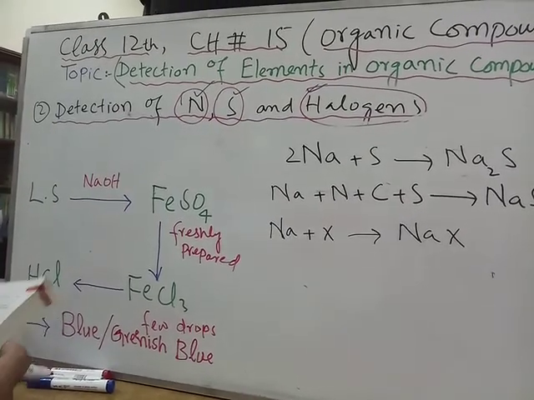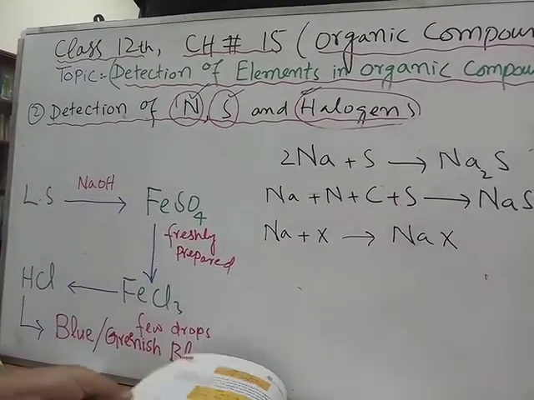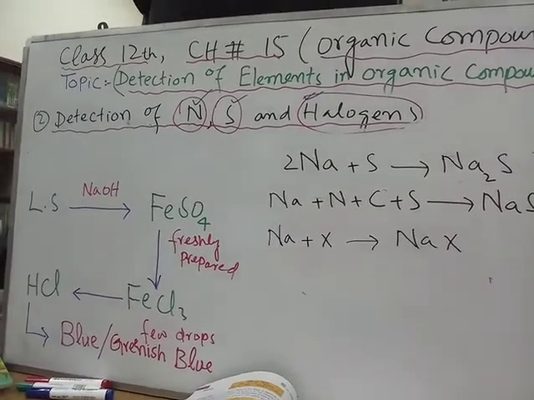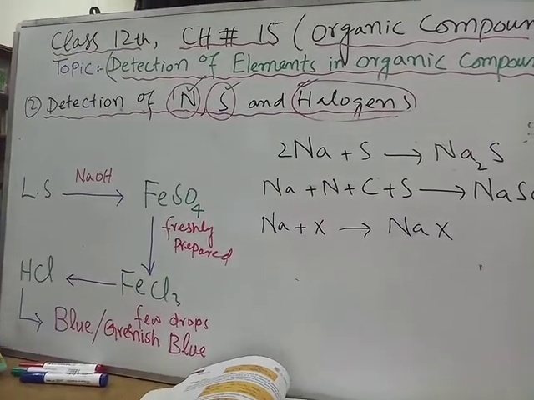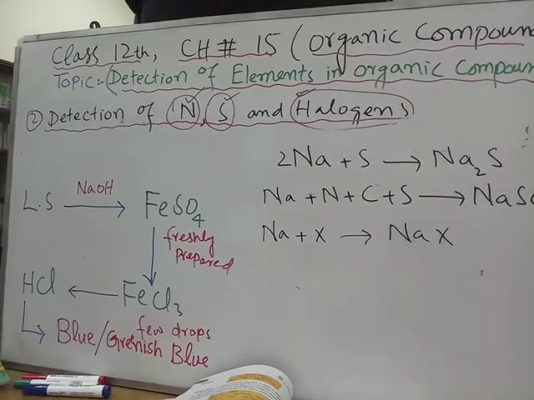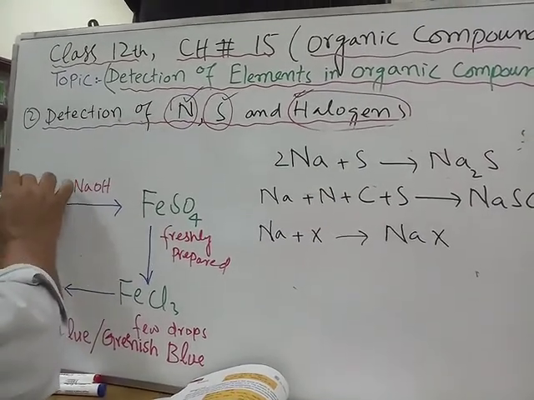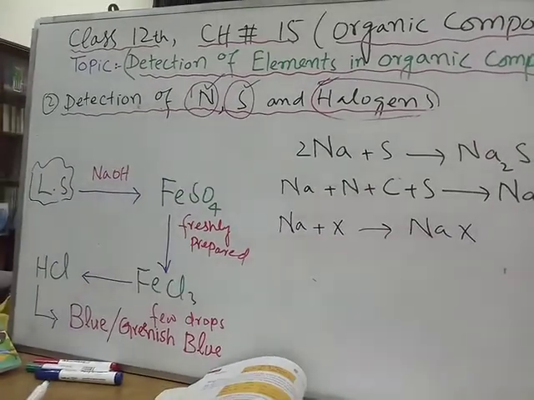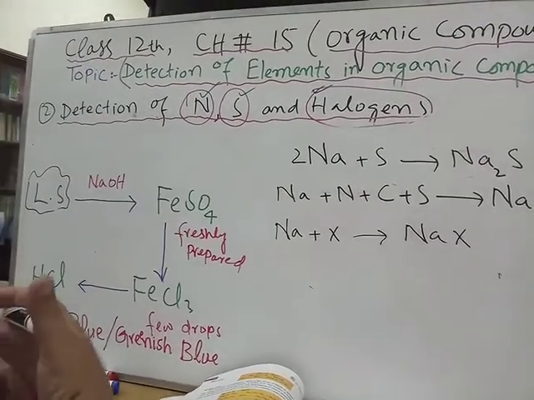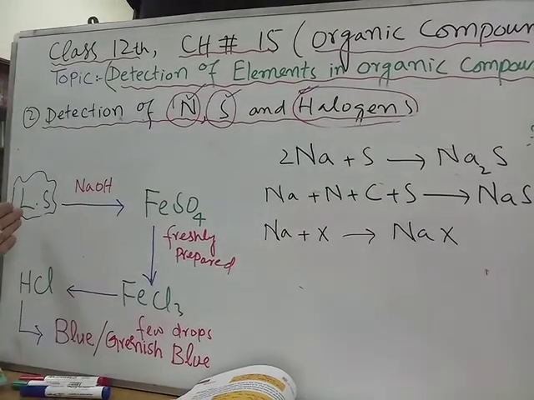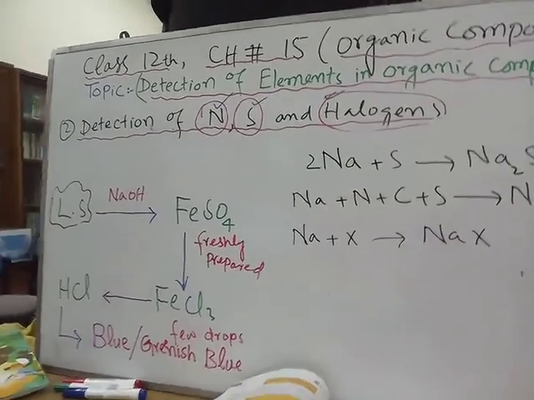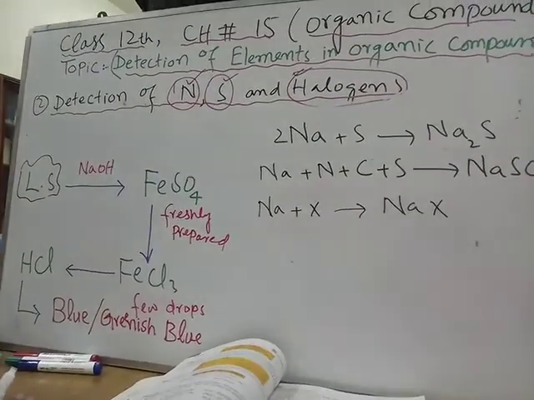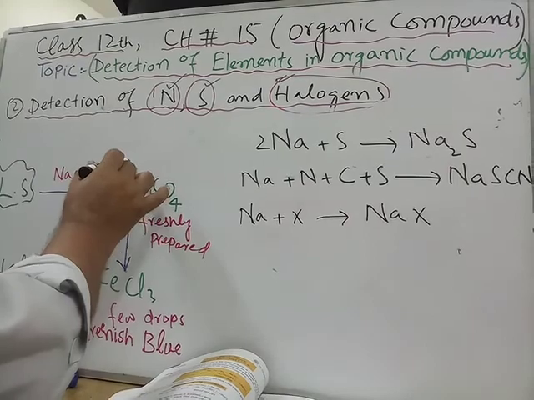Now students, we are going to discuss the test for nitrogen: how to detect nitrogen in an organic compound. We have discussed how to prepare Lassaigne solution. So take some Lassaigne solution. LS means Lassaigne solution or sodium extract, which we have prepared. Take one part of that Lassaigne solution and add some NaOH in order to make it alkaline. So add sodium hydroxide to it, then add ferrous sulfate.